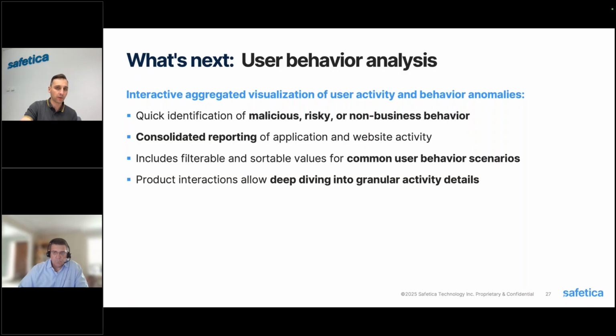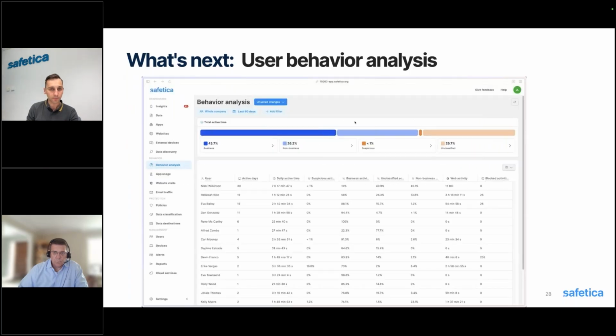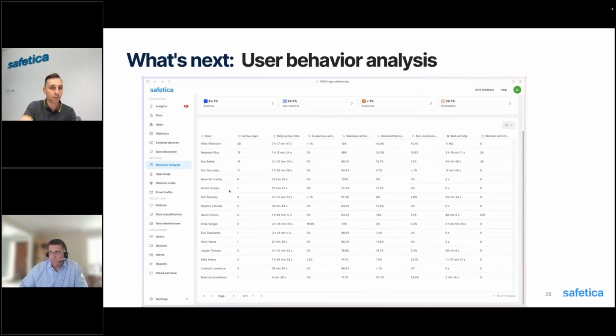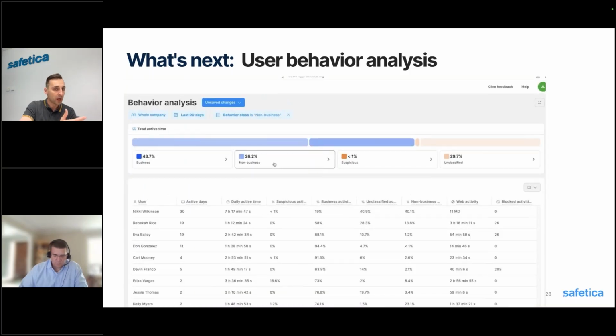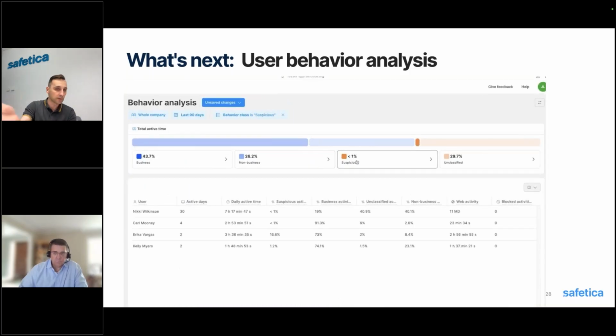And to give you a better or more concrete idea, here is another example of how the user behavior analysis view looks like. This is the very first version. It gives you a broad overview of all the activity in the company. You are able to quickly filter all the non-business, the suspicious, or other kind of activity.